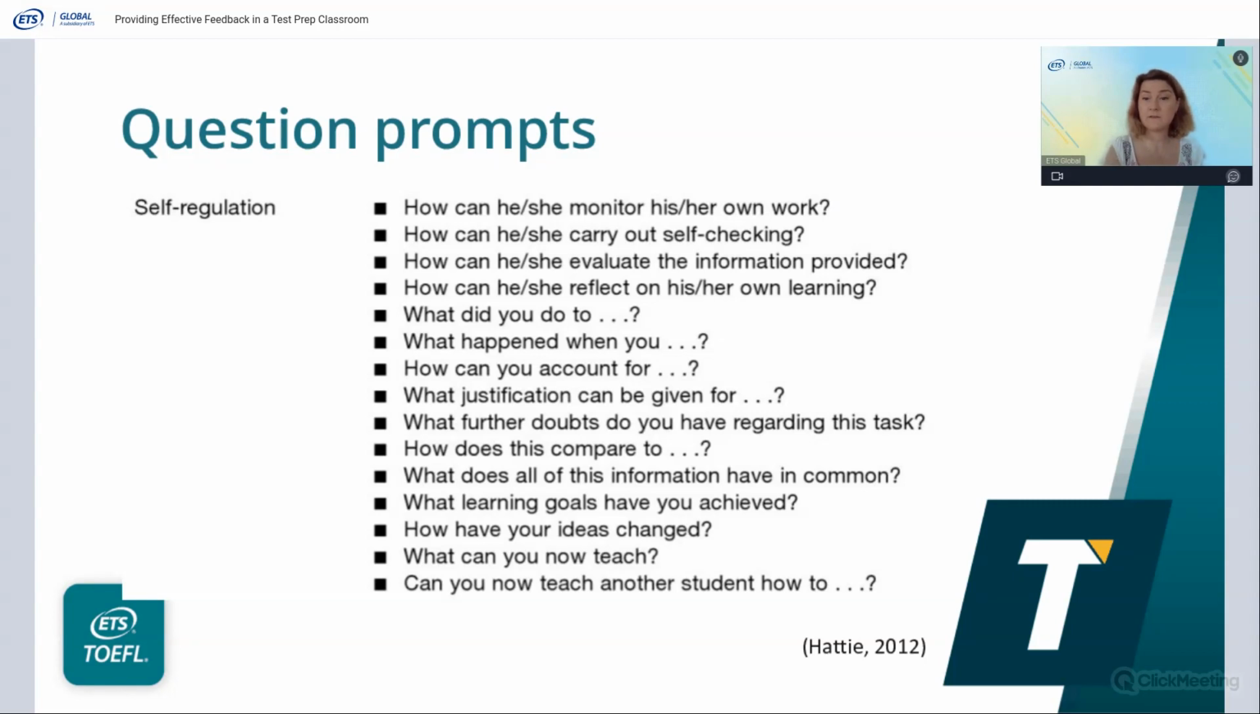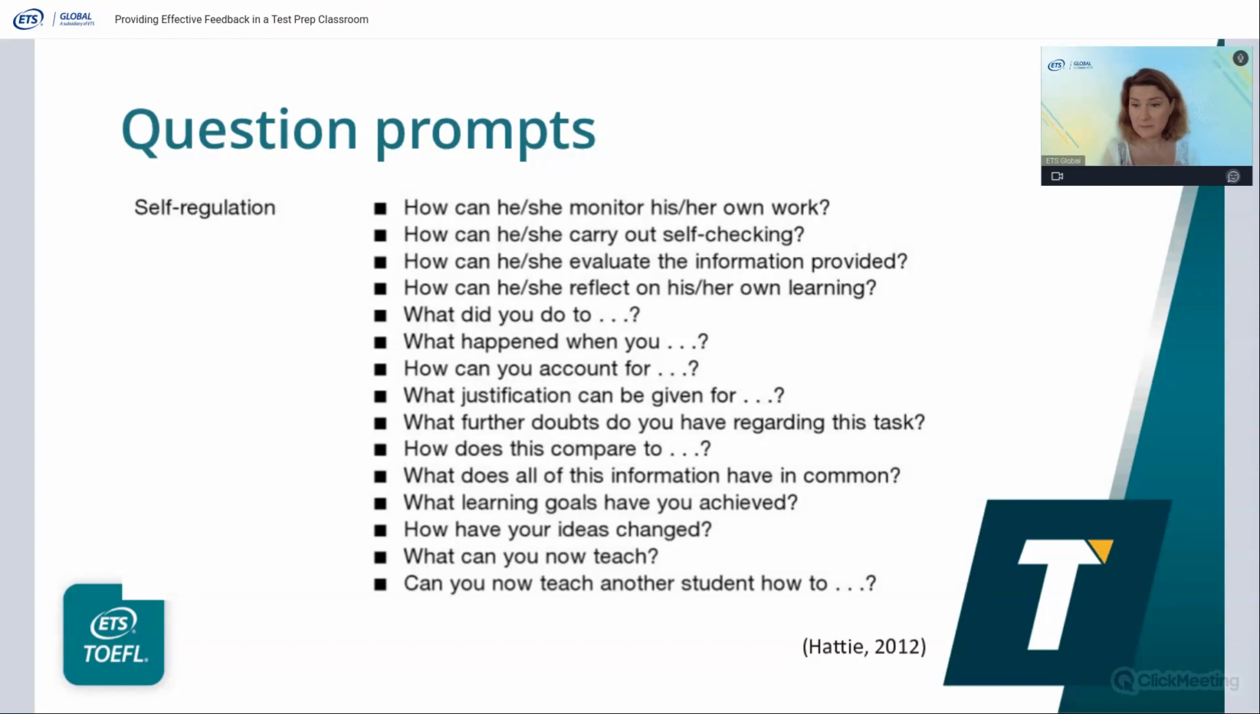How can they carry out self-checking? How can they evaluate the information provided? How can they reflect on their own learning? What did they do, for example, to complete the task? What happened when they tried a specific approach? How can they account for something?